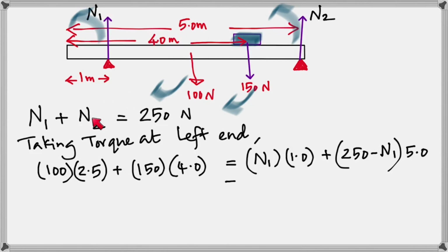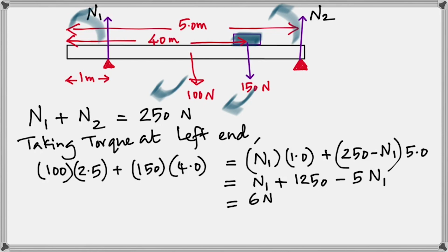Because if you make N2 the subject, you take N1 to the other side, and you get N2 is 250 minus N1. Agreed? That's why I put it here. In place of N2, I have 250 minus N1. So now the only unknown quantity is N1. Just do the math. N1 times 1 is N1, and then this you have to distribute. So that's what I've done.